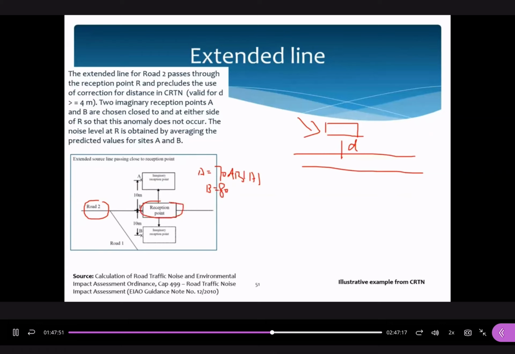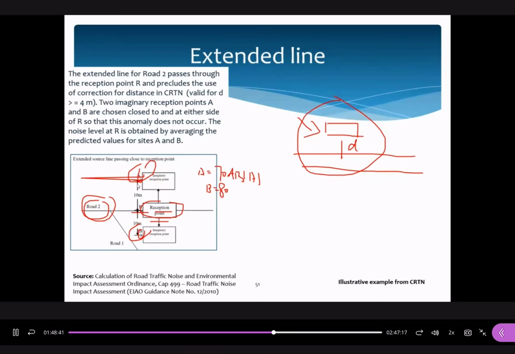Both of them, A and B, are not real. We just create 2 imaginary points that can follow the situation like this. Because when we consider the effect of road 2 on the real reception point R, we cannot identify the direct distance between road number 2 and reception point R. So that's why we need to extend road number 2 and create 2 different points, A and B. They propose that the separation distance should be 10 meters.